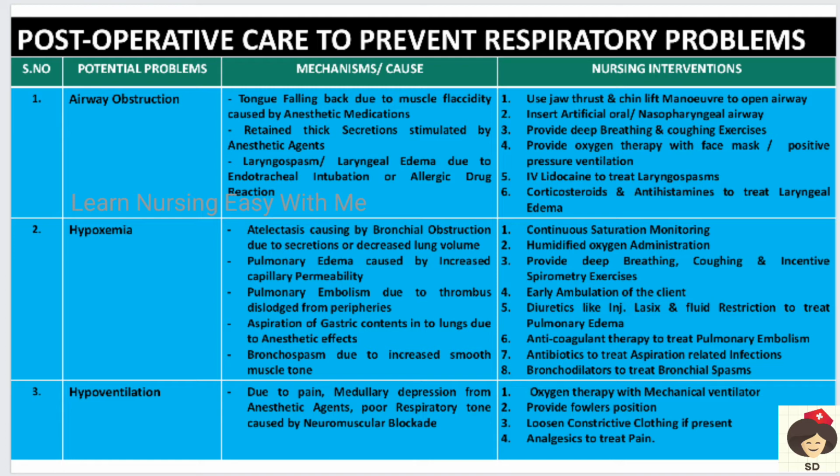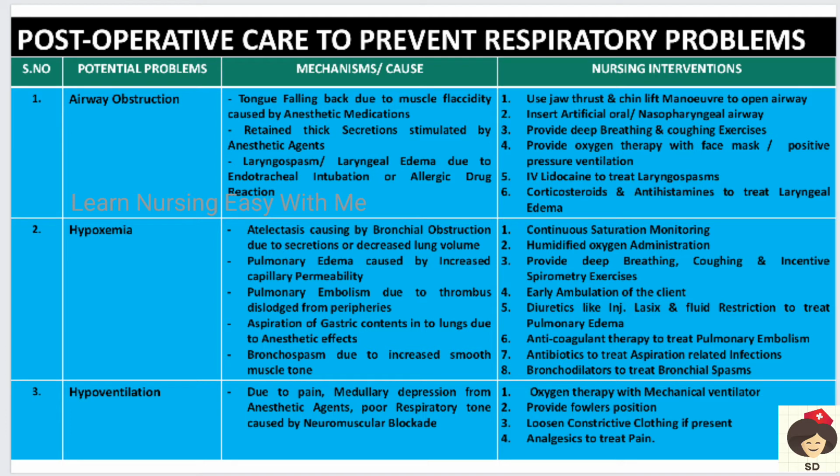And the patient can have hypoxemia. This can be atelectasis, that is collapse of the lungs due to some obstruction by secretions. And pulmonary edema, this is due to increased capillary permeability, so there is so much fluid going into the lungs. And pulmonary embolism, this is a complication of deep vein thrombosis. In the surgical area there can be some clot, and that clot can dislodge and go into the lungs. And aspiration of gastric contents can cause aspiration pneumonia.